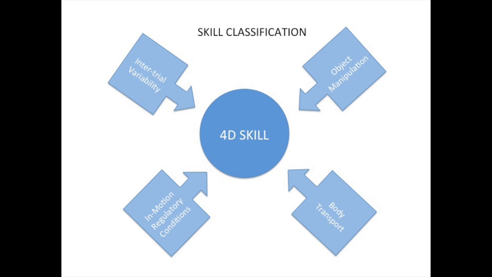With regards to the AFL set shot, object manipulation is referring to the ball drop and kick. Body transfer would be the run-up and execution. In-motion regulatory conditions are things that are changing the pattern of the skill, so the distance from goal, angle, and the weather. Inter-trial variability would be the difference between each set shot with regards to the changing circumstances.